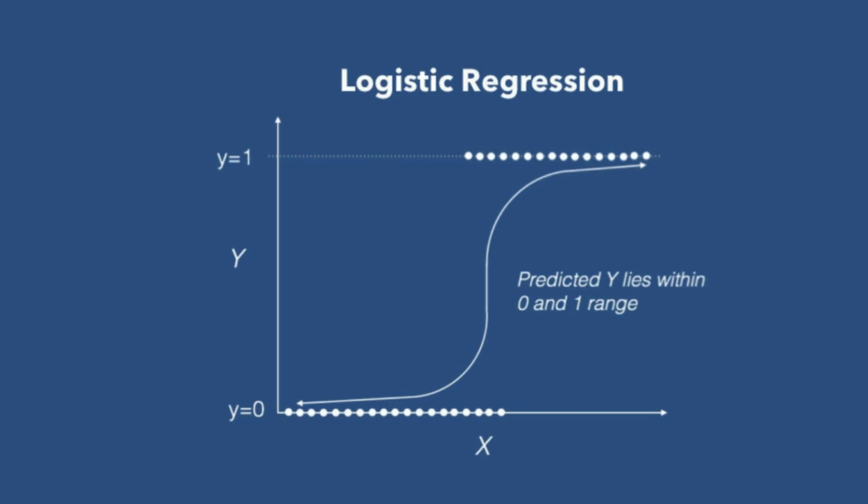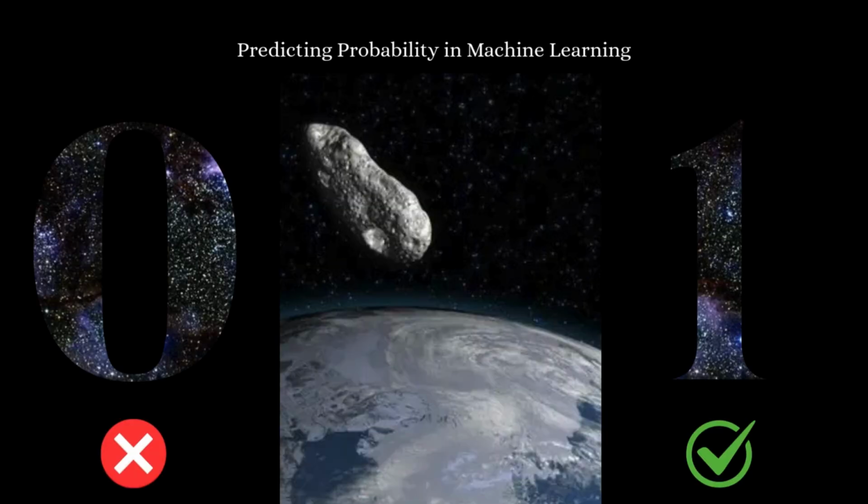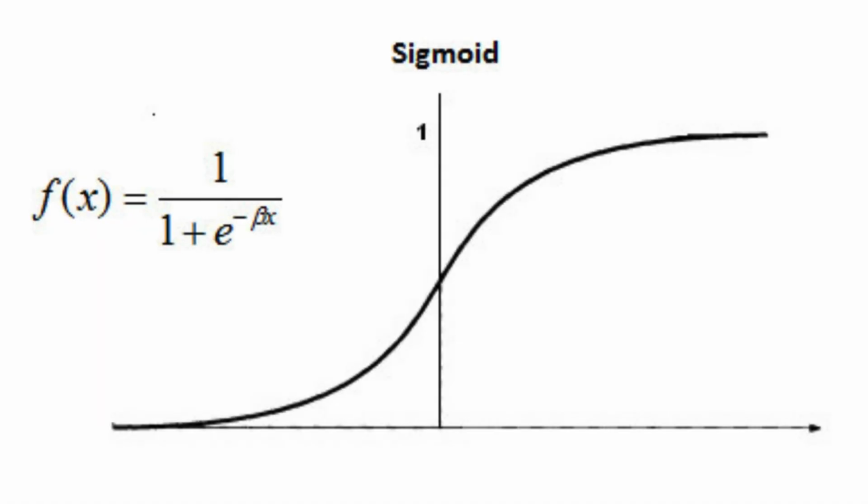Today we're learning logistic regression, one of the most important models in machine learning for binary classification. It predicts the probability of something being yes or no, for example deciding whether an asteroid is hazardous or not. And it does this using a beautiful idea, the sigmoid function.